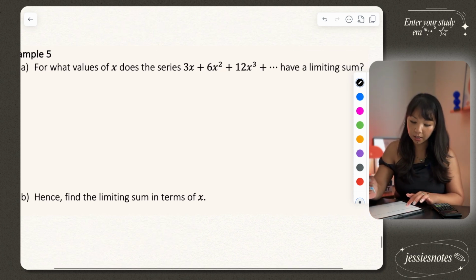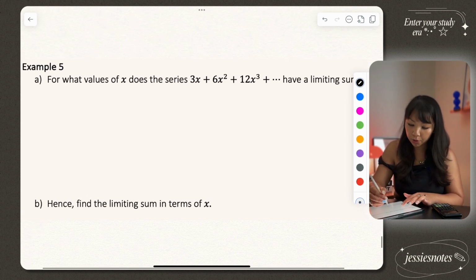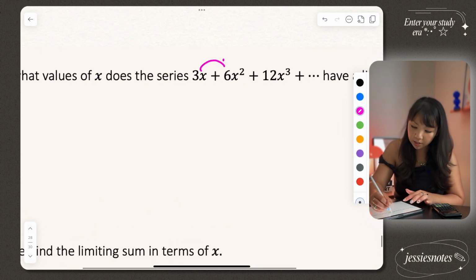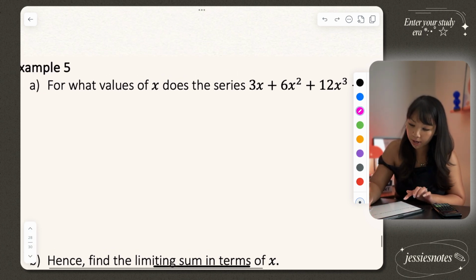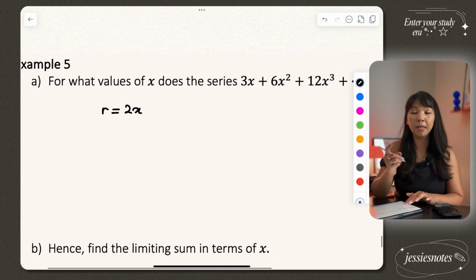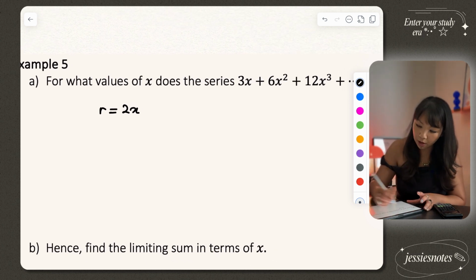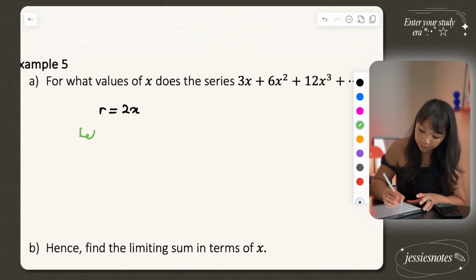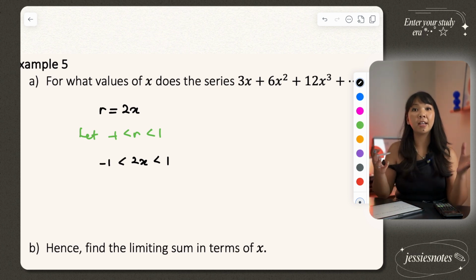So in this case, I'm going to find an expression for the ratio. So the ratio in this case, can you guys see what it is? Okay, it looks like to go from one term to the next, we're timesing it by 2x. So our ratio is 2x. Now, in order for a limiting sum to exist, the ratio must be between -1 and 1. So I'm going to say, let R be between -1 and 1. So 2x is between -1 and 1. And then you're finding the value of x in which that's true.